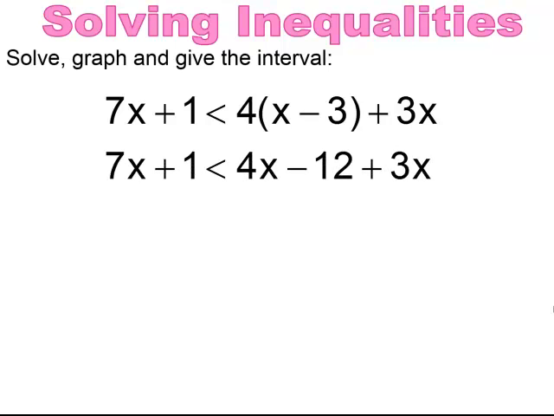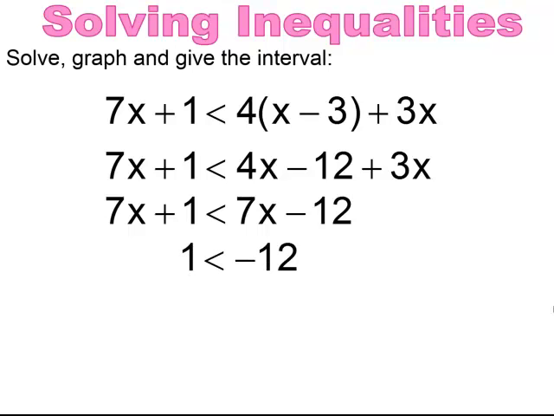So again, you do the distributive property. Always double check your arithmetic that you distribute properly. You're going to combine like terms, and when you move the variables together, the variables go away. You're left with 1 is less than a negative 12. False statement, no solution, and the graph is an empty number line.